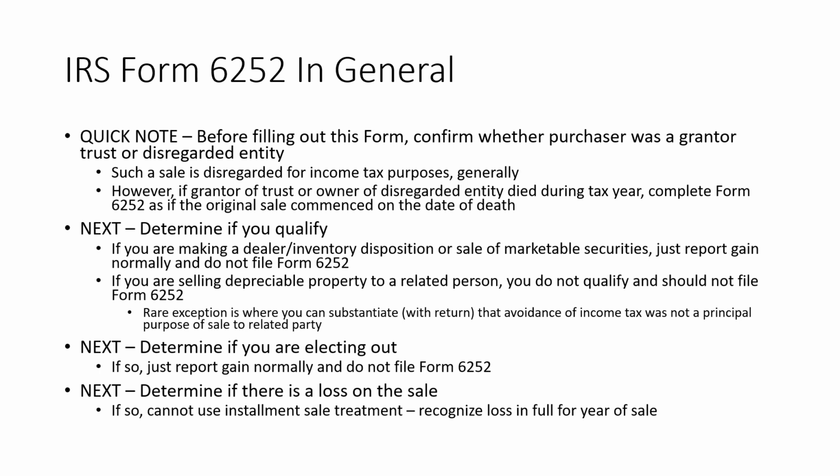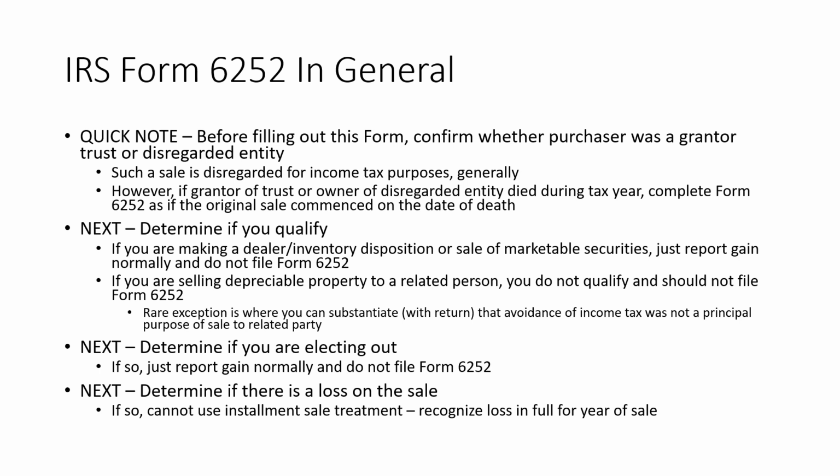Next, you have to determine if you qualify. So there are certain sales that don't qualify for installment sale treatment. One is any sort of dealer or inventory disposition. In that case, it's business income from sale of property. Similarly, you can't sell marketable securities and get installment sale treatment. In that case, you wouldn't file Form 6252. You just report the gain normally on your income tax return.